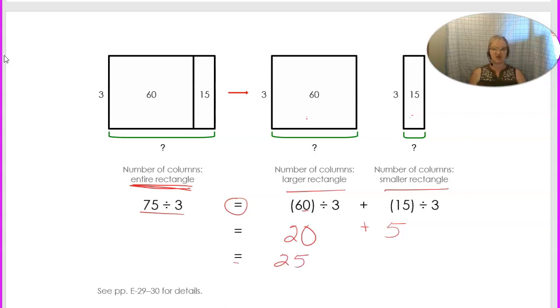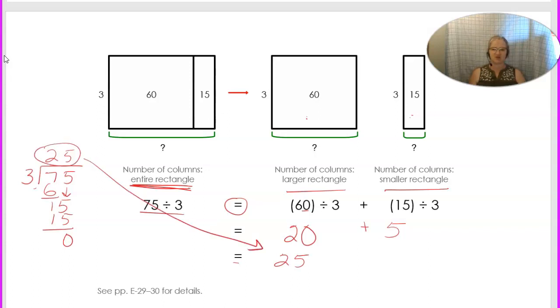And we can check that again by doing the division to make sure that we've got it right. 75 divided by 3, 7 divided by 3 is 2. 3 times 2 is 6. 7 minus 6 is 1. 15 divided by 3 is 5. 3 times 5 is 15, which leaves us with a 0 at the bottom. So you can see it gives us the right answer. And you might be able to see in here where we even get the 60 and the 15 from.